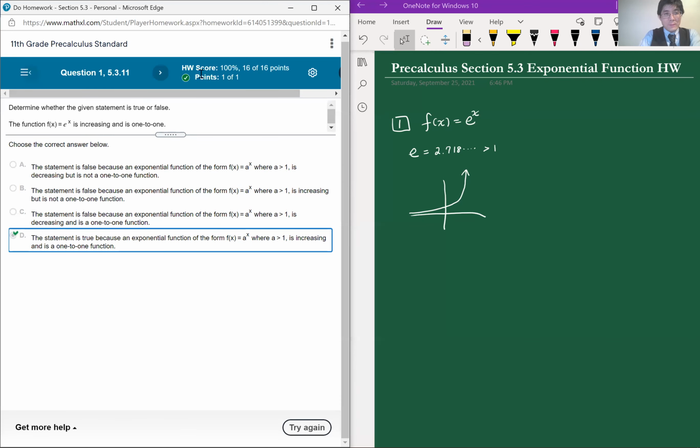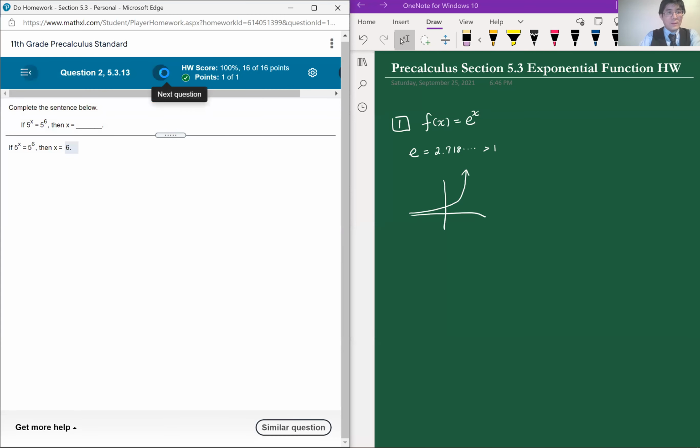Okay, I want to go to the next question. Okay, number 2. So suppose we have 5 to the power of x is equal to 5 to the power of x. What can we say? Well, because the exponential function is a 1-to-1 function, and a 1-to-1 function indicates that if the input is different, then the output is different. That's the definition of the 1-to-1 function.